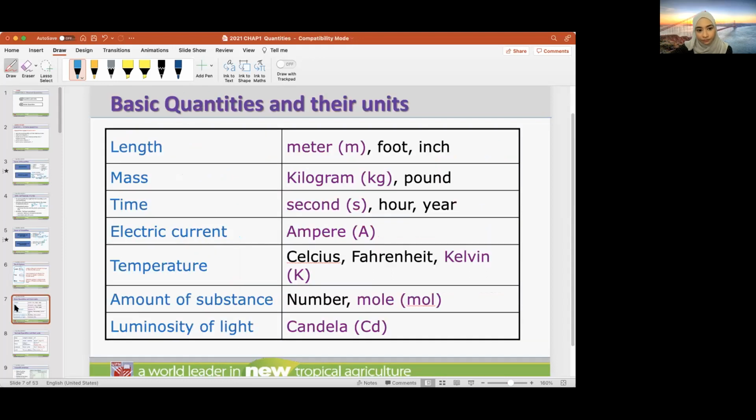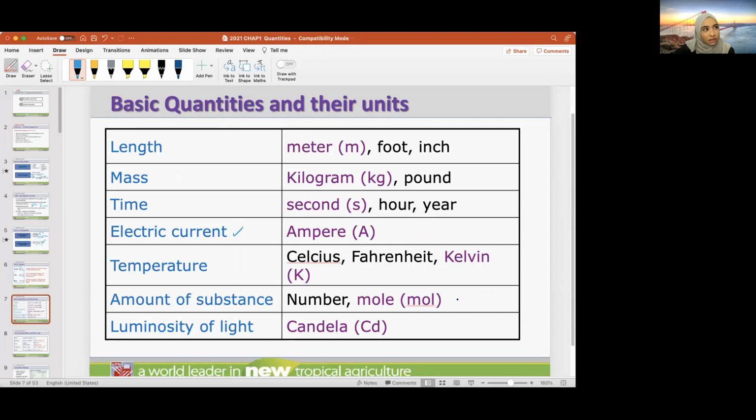Okay, moving on. So just to recap, we've learned about length, which is in meters, mass in kilogram, time in second. Oh, I've not mentioned electric current yet. It is in ampere. Do you have to memorize? Yes. Temperature is in Celsius or Kelvin.